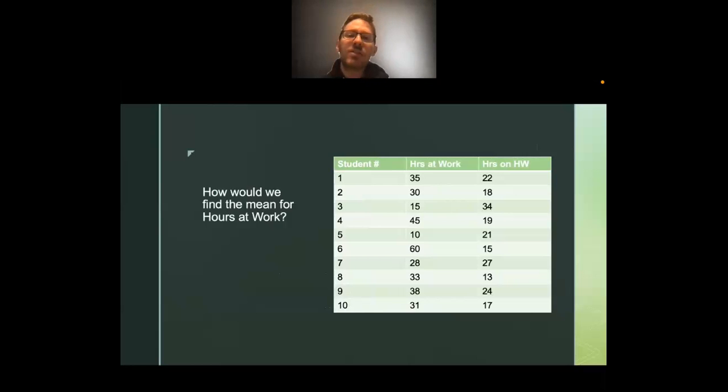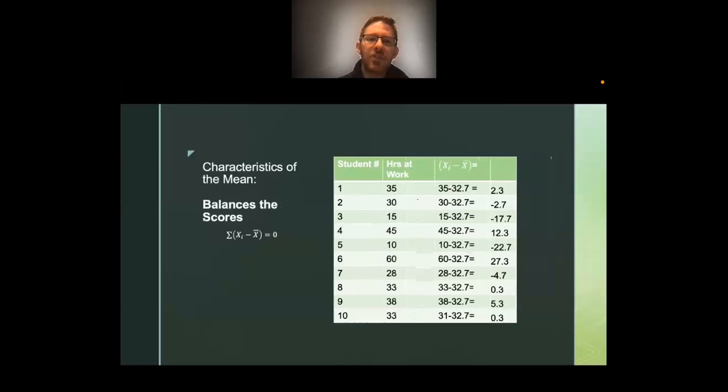Hopefully you paused. So remember, you would add all of these up and you would divide it by 10 because that's the number of students. So the hours at work mean is 32.7 and the hours on homework mean is 21. If you didn't get those, go back to the previous slide and make sure you understand how to calculate the mean. So let's talk about some of the characteristics of the mean, because that's what's important here in terms of statistical analysis.